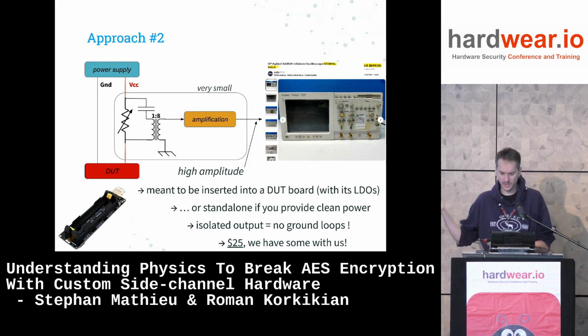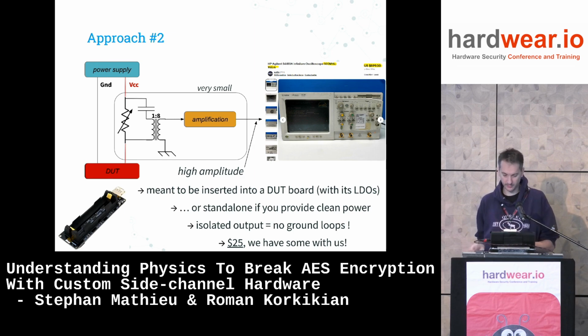Here I was aiming for something that had 500 megahertz, 1 gigasample per second sampling rate. This is $600 on eBay. So I'm really trying to destroy hard the stereotype that you need fancy equipment to perform side channel attacks.